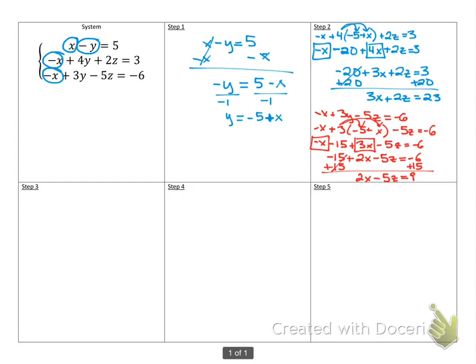And we need to pick one to solve for variable. Now, none of these look very nice. And that happens a lot. And when that happens, you just kind of pick one and go with it. So let's pick that second equation, just because we can.